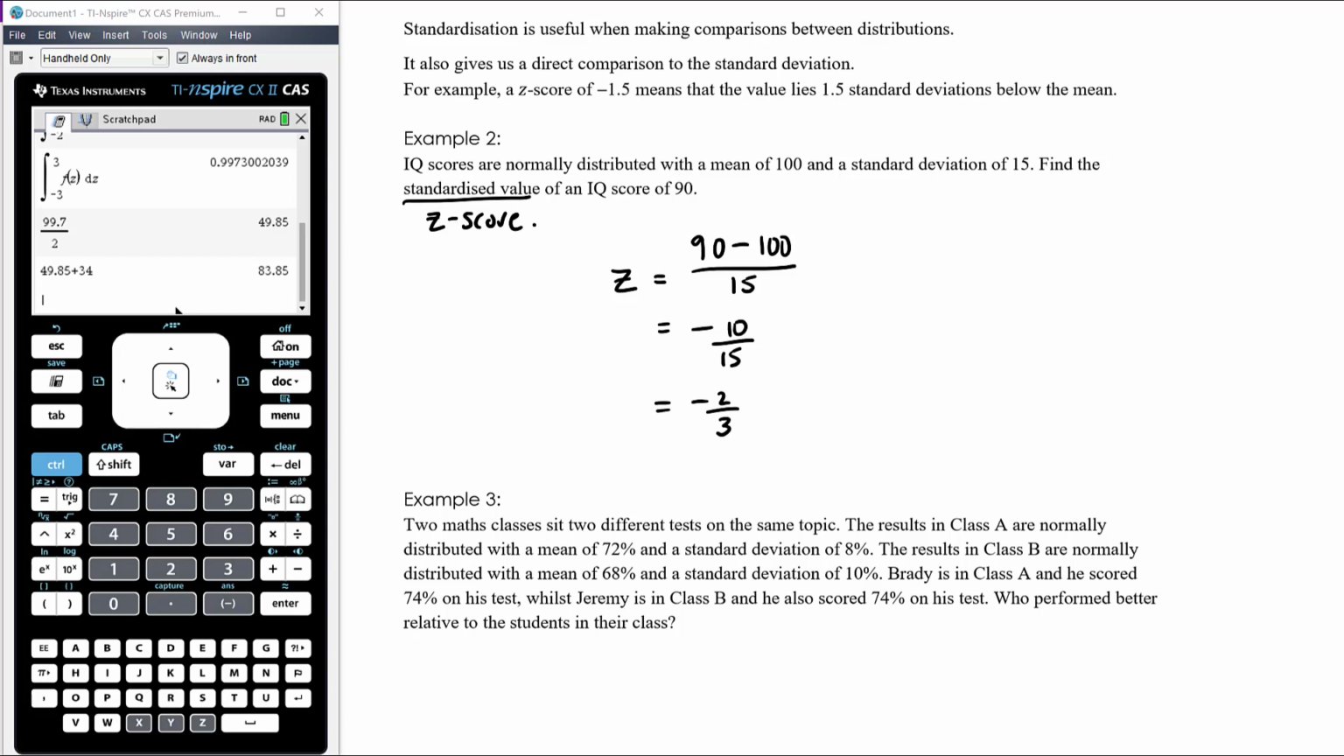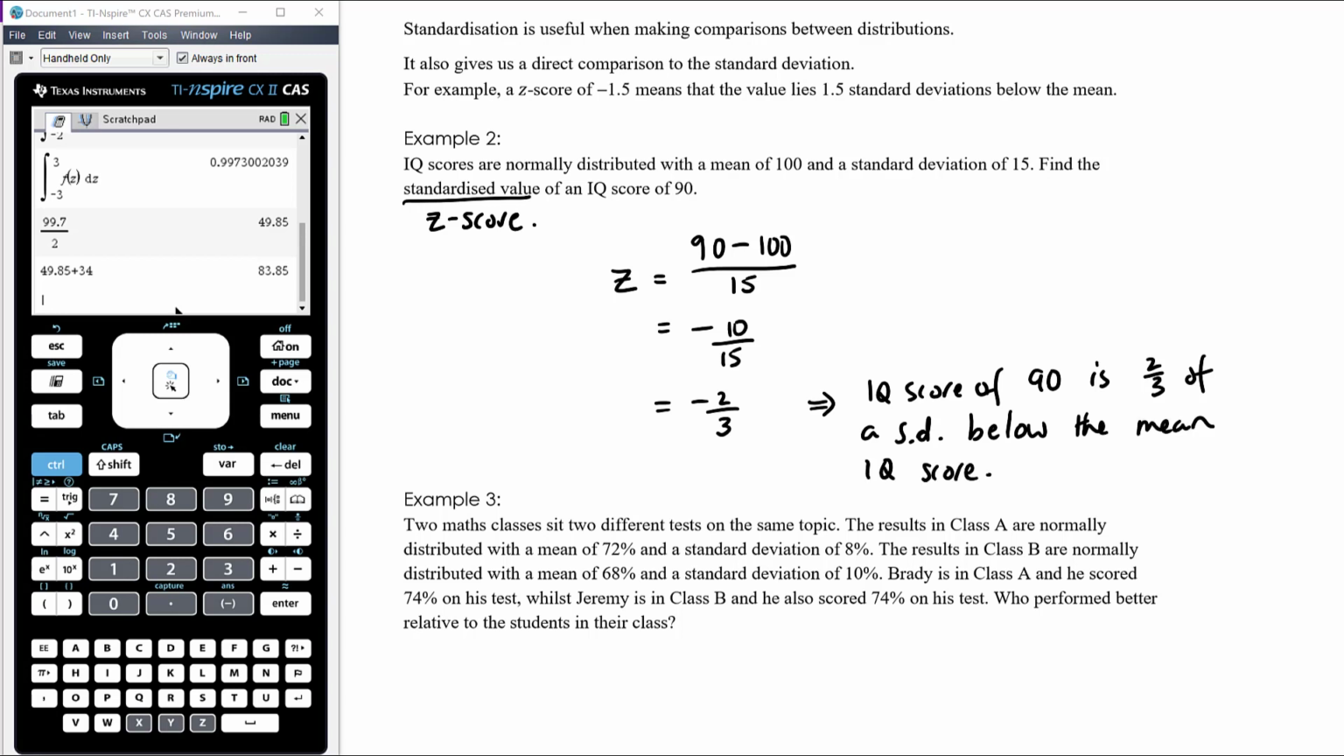And so therefore, what that tells us is that an IQ score of 90 is 2/3 of a standard deviation below the mean IQ score. Okay, so it tells us how many standard deviations away from the mean we are. So this means an IQ score of 90 is 2/3 of a standard deviation below the mean IQ score.